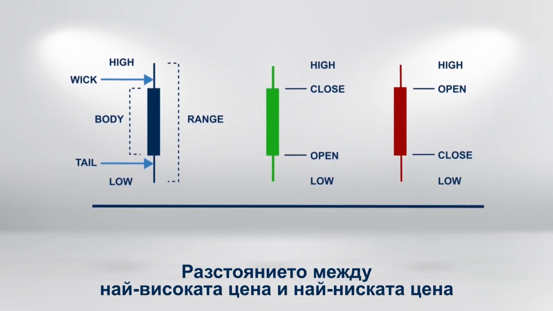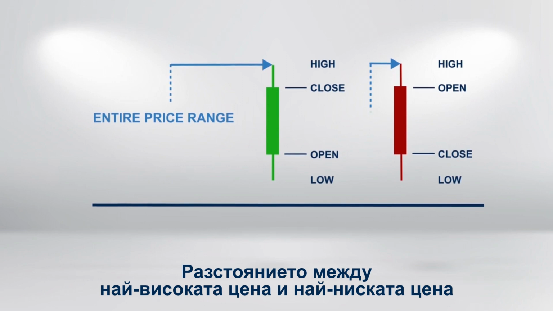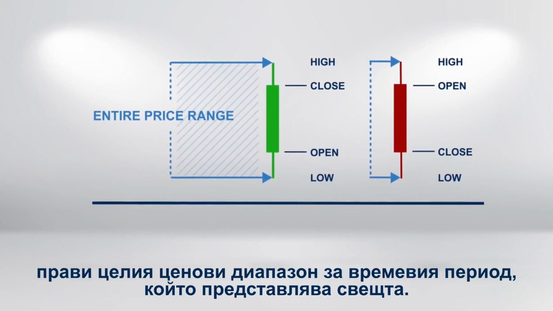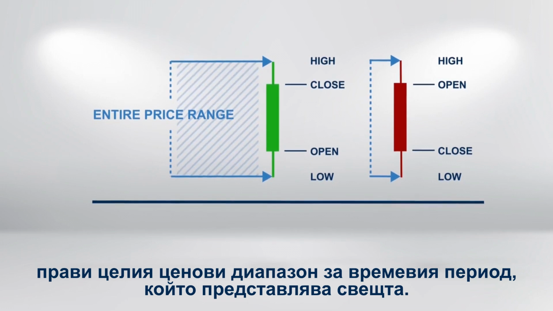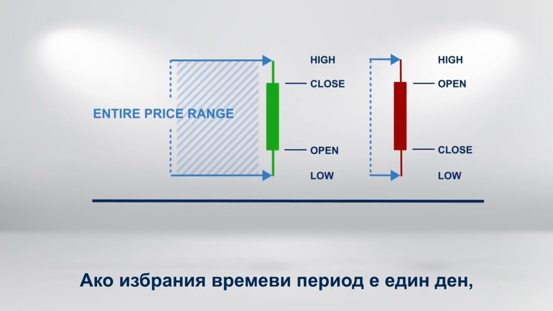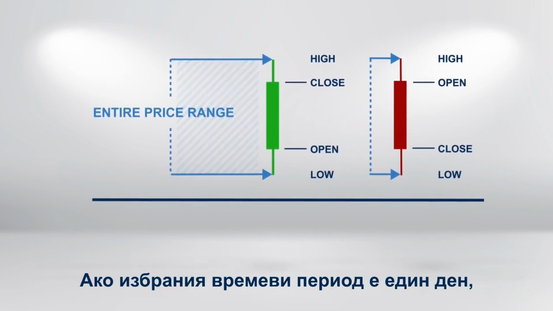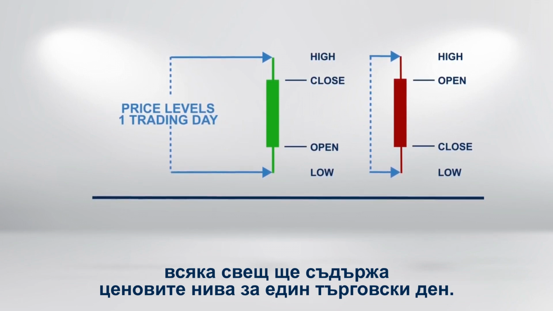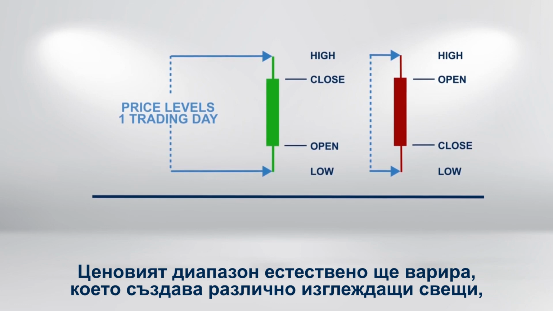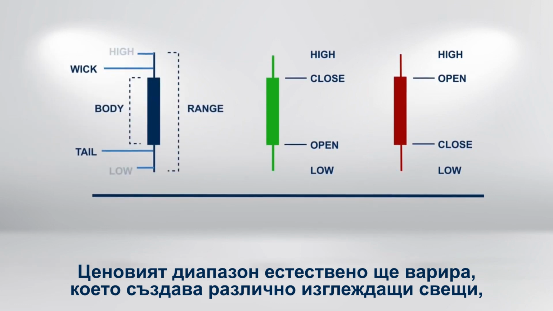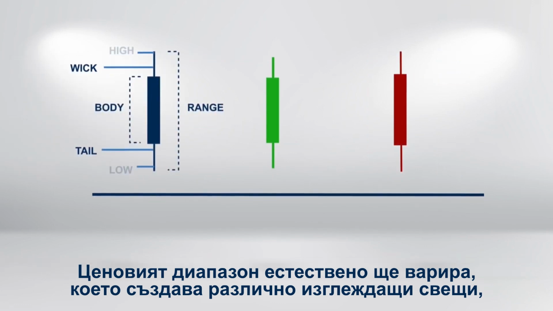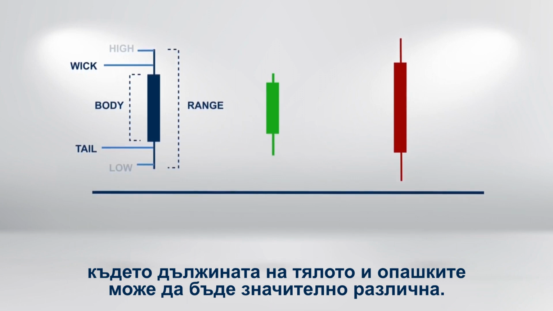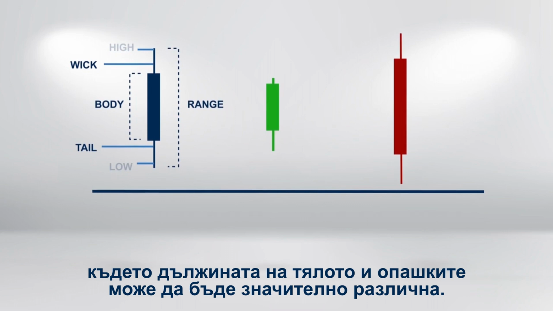The distance between the highest price and the lowest price makes the entire price range for the time frame that the candle represents. If the selected time frame is 1 day, each candle would contain the price levels for 1 trading day. The price range will naturally vary, which creates different looking candles, where the length of the body, tail and wick can be vastly different.